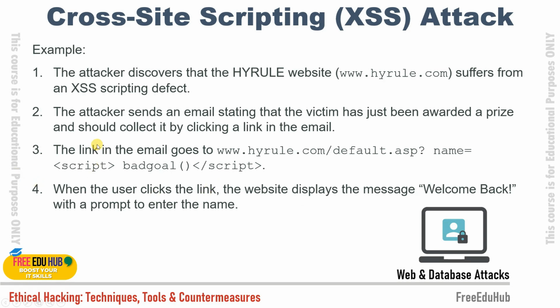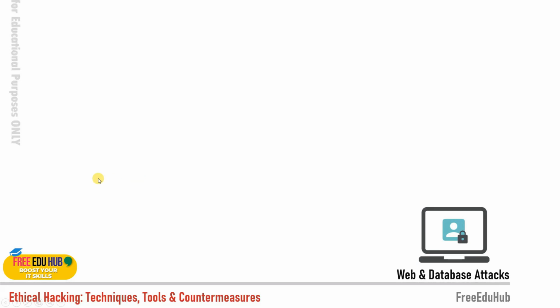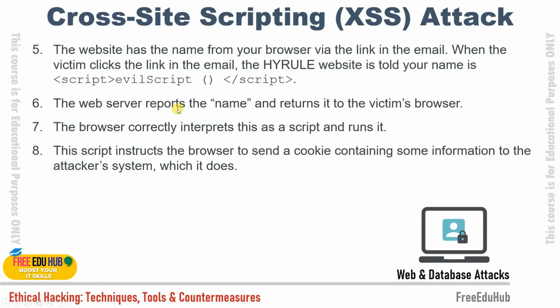Here is an example: the attacker discovers the Hyrule website suffers from cross-site scripting. The attacker sends an email saying that the victim has just been awarded a prize and should collect it by clicking on the link. So it's a phishing email that they have received. The email has a script embedded inside the link. When the user clicks on the link, the website displays a message "Welcome back" with a prompt to enter the name of the user. The website then takes the name from the browser, and it appears as if it is a legitimate script because it took the details from your browser.